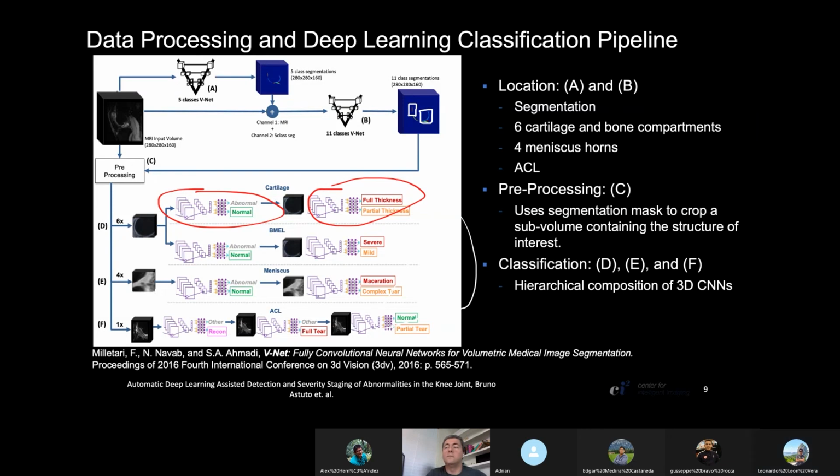I did not try one model for all of them, especially because the size of the input is different. Especially for ACL, I don't know if you noticed, but I don't segment ACL. Segmenting ACL is a much harder problem, and we didn't have manual segmentation to train an ACL segmenter. I know that the ACL is between the lateral and medial tibia, is below, so I use the segmentation of the other structures to find the ACL and crop a bounding box around the ACL.